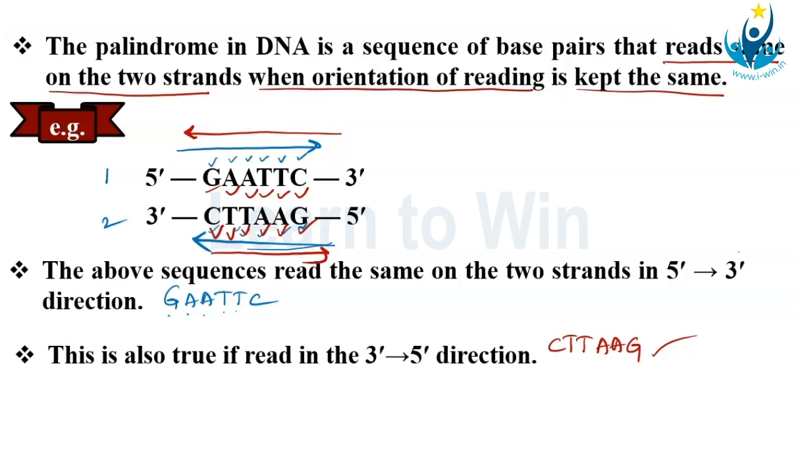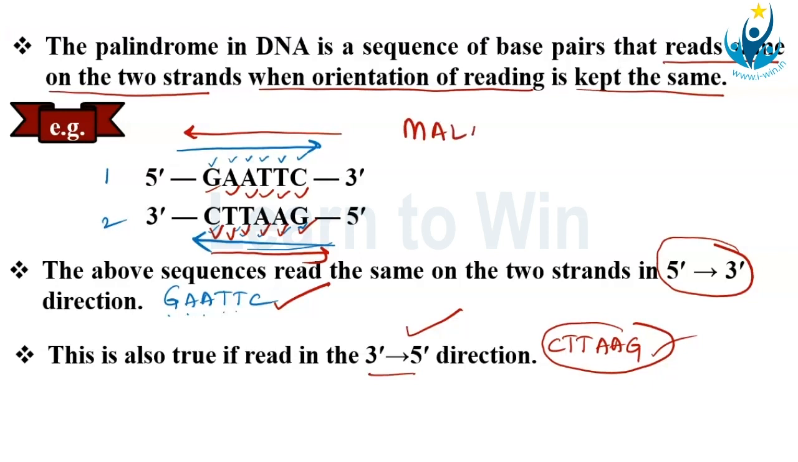If your orientation of reading for both the strands is 5' to 3', they are reading the same. If your orientation of reading is 3' to 5', then also it is the same. Right. Like the word Malayalam. Now you read it like this or like this, it is the same. This kind of sequence is called a palindrome.